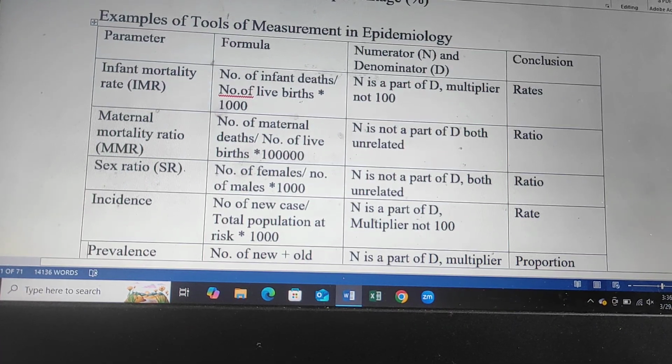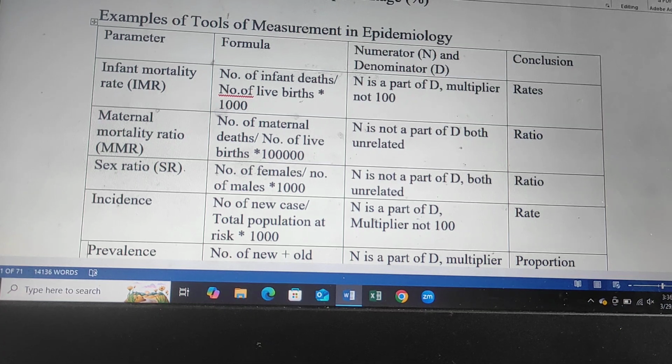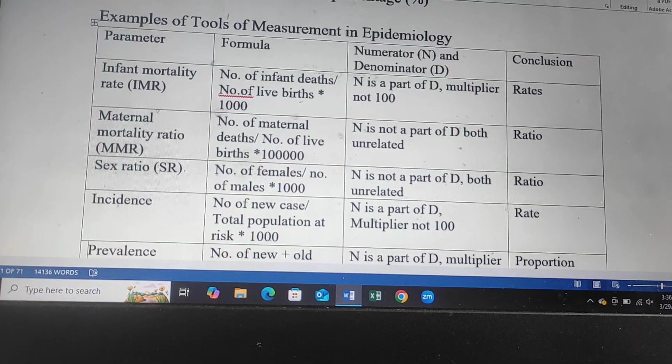Example of tools of measurement in epidemiology. Parameter, formula, numerator and denominator. Conclusion. Infant mortality rate: number of infant deaths divided by number of live births per thousand. Numerator is a part of the denominator, multiplier is not 100: rate. Maternal mortality ratio: number of maternal deaths divided by number of live births per lakh. Numerator is not a part of the denominator, both unrelated: ratio.